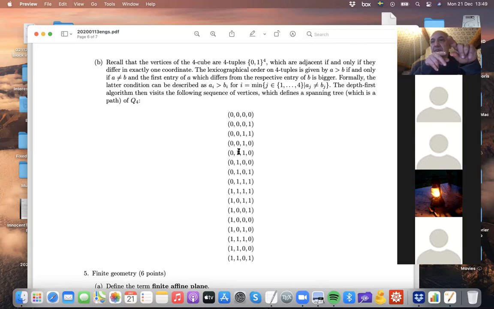And the one which has 1, its further entries should be all zeros, and here the further entries can be all ones. But still, as soon as the first position is bigger, this vertex wins in the lexicographical order.